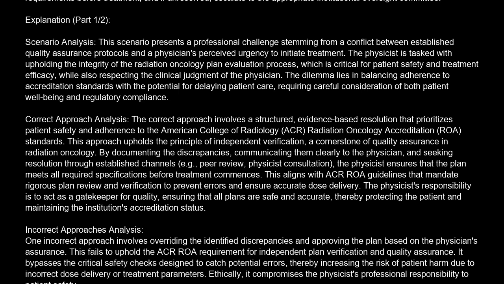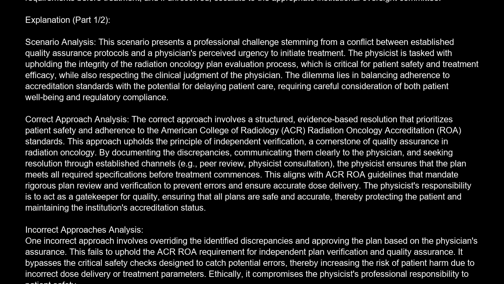Explanation. Scenario analysis. This scenario presents a professional challenge stemming from a conflict between established quality assurance protocols and a physician's perceived urgency to initiate treatment. The physicist is tasked with upholding the integrity of the radiation oncology plan evaluation process, which is critical for patient safety and treatment efficacy, while also respecting the clinical judgment of the physician. The dilemma lies in balancing adherence to accreditation standards with the potential for delaying patient care, requiring careful consideration of both patient well-being and regulatory compliance.